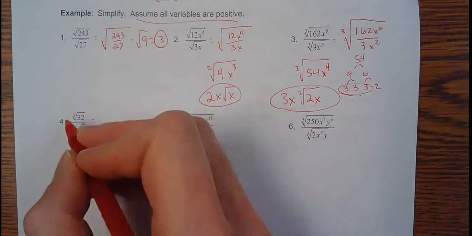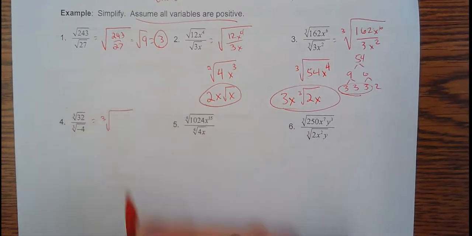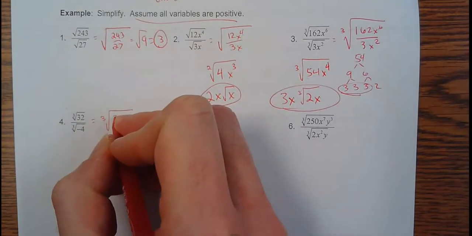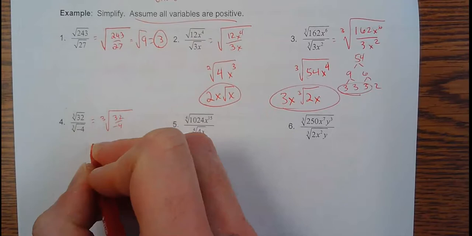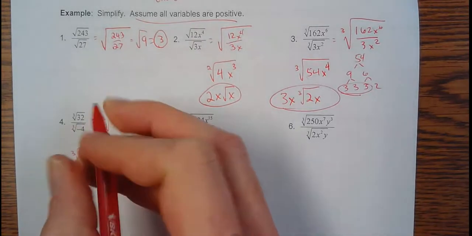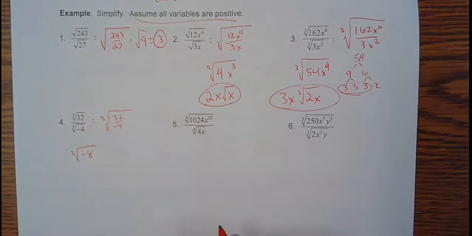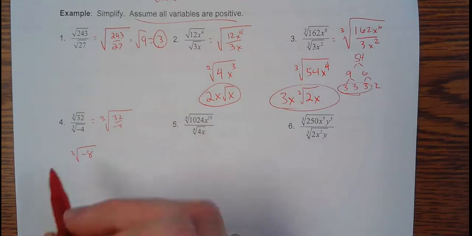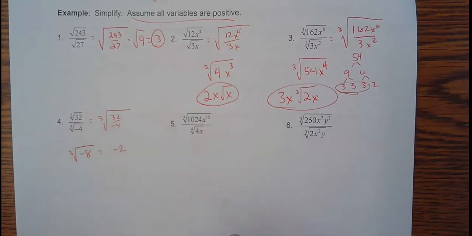So now, roots match. So one big cube root, 32 divided by negative 4. 32 divided by negative 4 is negative 8. And since it's a cube root, you're allowed to have negatives. So that'd be negative 2. So that worked out kind of nice.